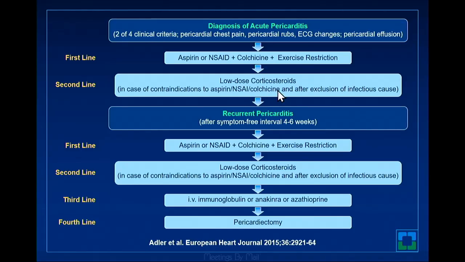Often second line would be low-dose steroids. For recurrent, third line would be things like biologics, and fourth line would be pericardiectomy. And as I'll mention very shortly, there's a paradigm shift trying to avoid the steroids in these people.